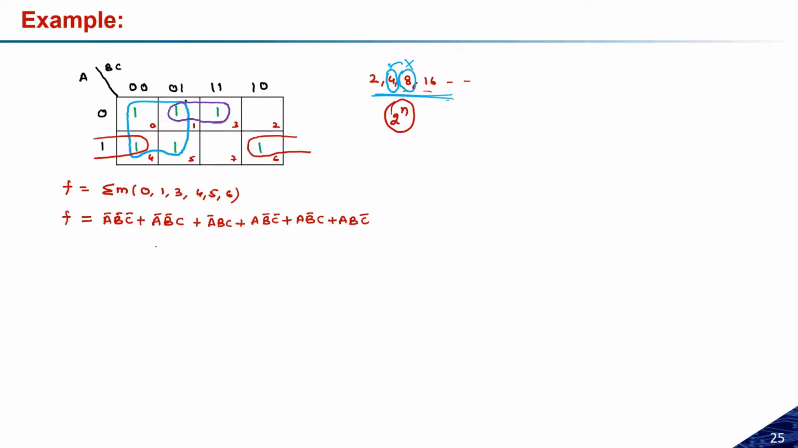Now after making the pair, let us try to solve for the result. So what will be the result? Let us try to see.